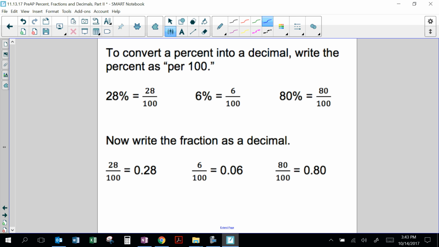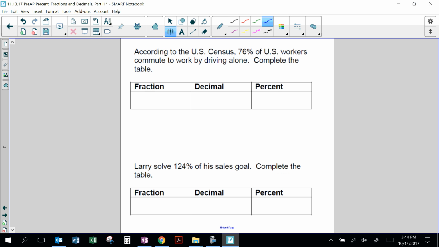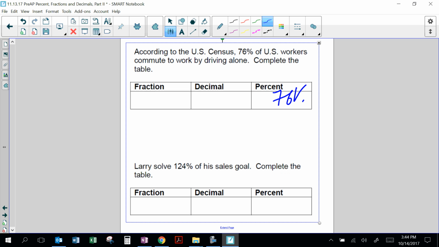So to convert a percent into a decimal, you write the percent as per 100. Now write the fraction as a decimal. So, for example, percent means per 100, so 6 per 100. Then how do you say 6 hundredths in decimal form? Like this way. So according to the U.S. Census, 76% of American workers commute to work by driving alone. I am one of those, guilty of it.